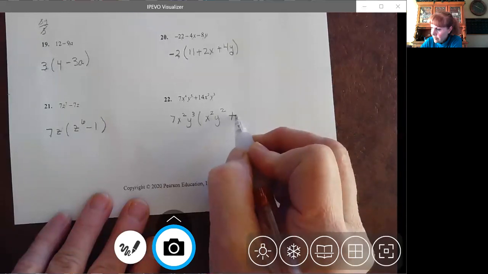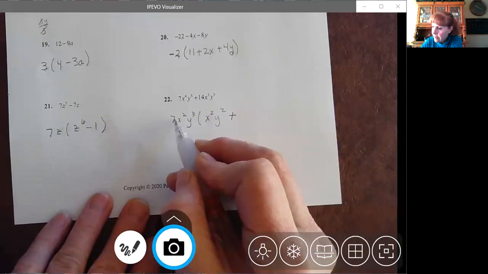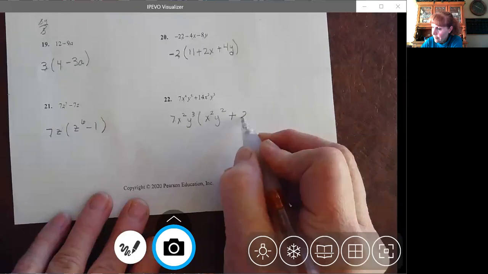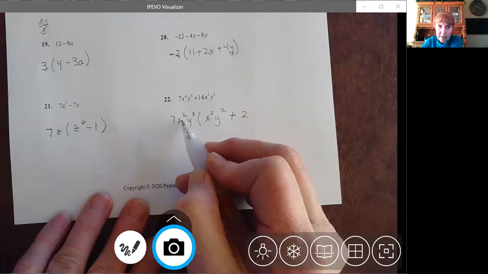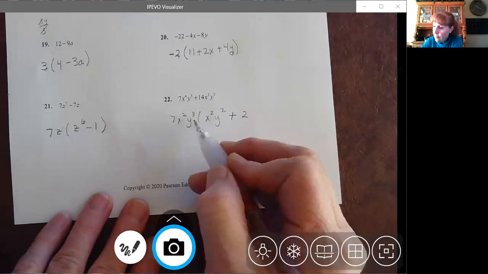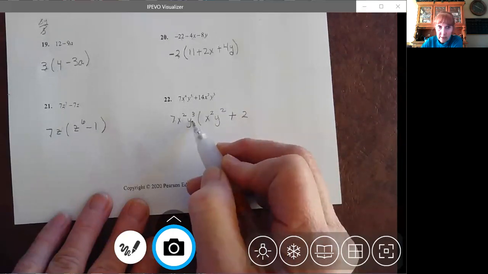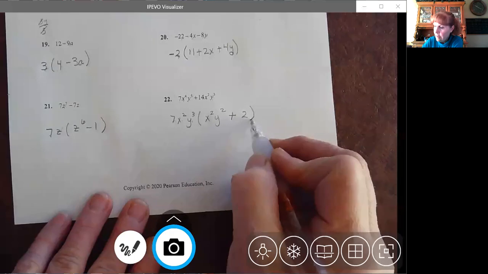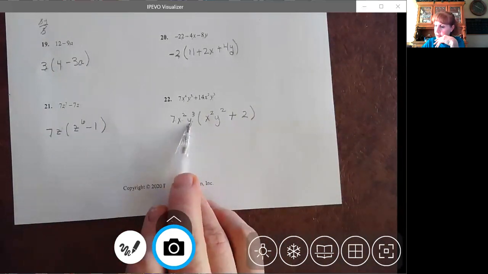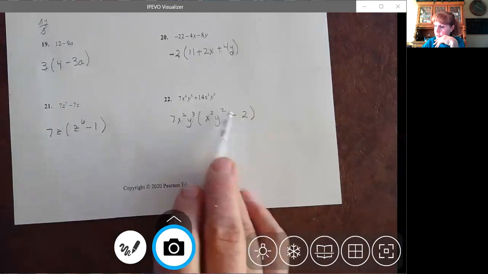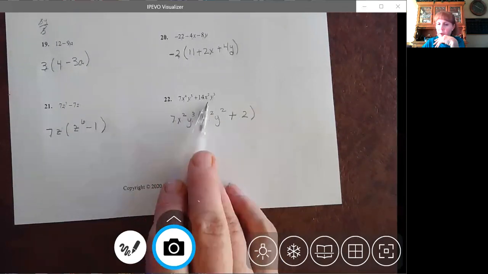Plus 14 divided by 7 is 2. X squared over x squared, they cancel. Y cubed over y cubed, they cancel. So you end up with just a 2. And sure enough, if you take this, 7 times 2 is 14, x squared, y cubed.